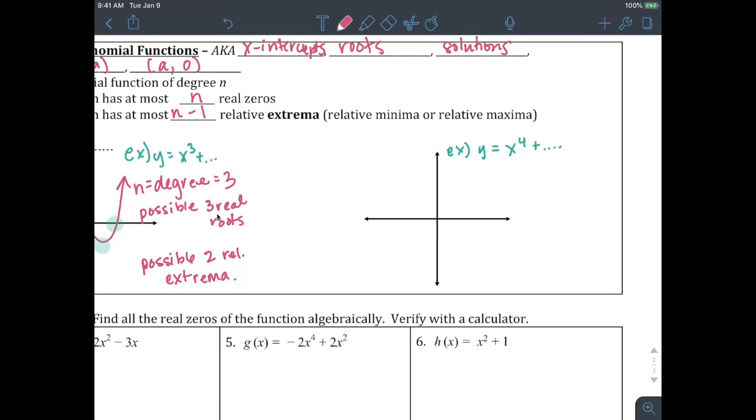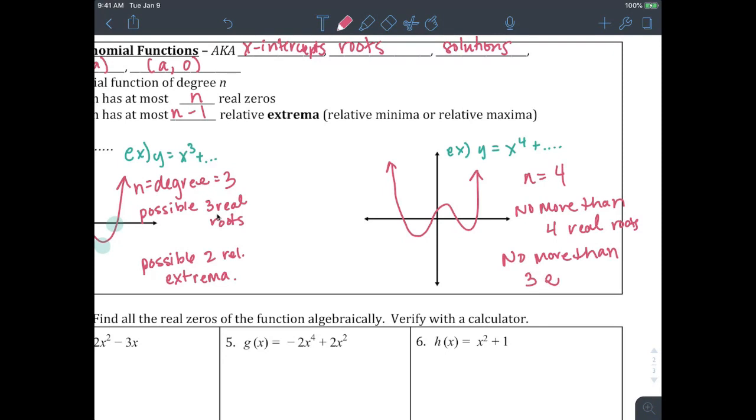All right, if the function is even degree, this is n is equal to 4. That's my degree. So no more than 4 real roots. And no more than n minus 1, which is 3, relative extrema. Okay, here are our roots. 1, 2, 3, 4. And then my extrema, 1, 2, 3. Never going to have more bumps than that.